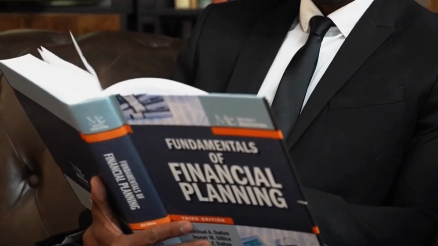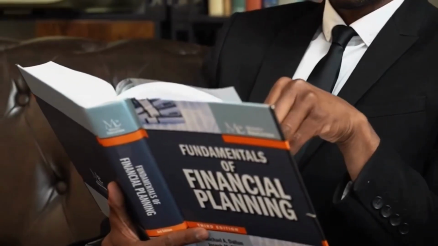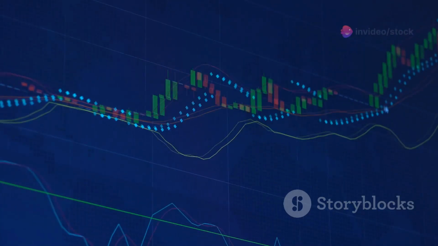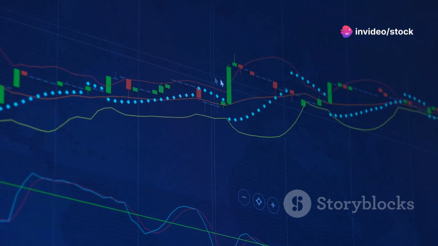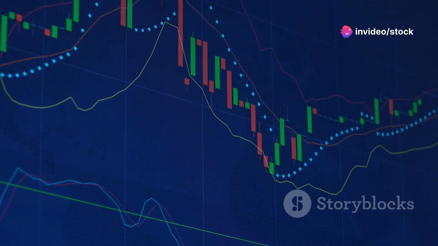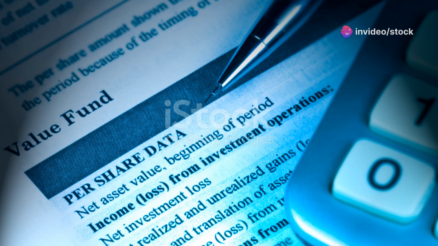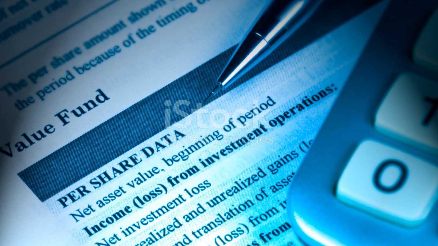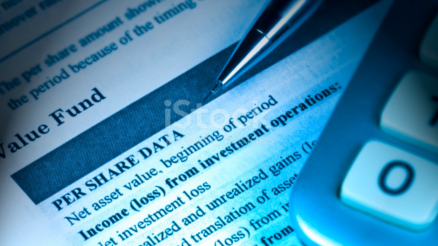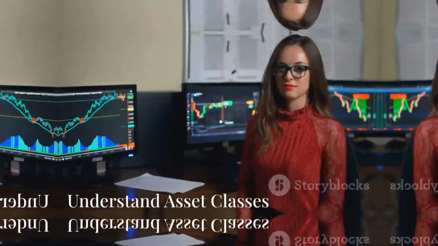A common misconception is that higher risk always equals higher returns. While it's true that riskier assets like stocks have the potential for higher returns, they also come with a higher chance of losing money. It's about finding the right balance that allows you to sleep well at night while still working towards your financial goals.